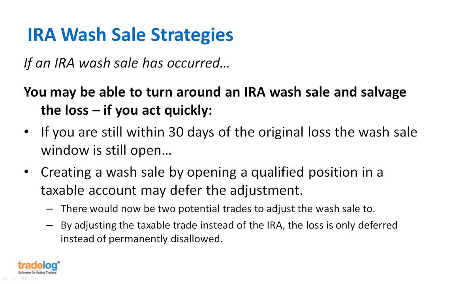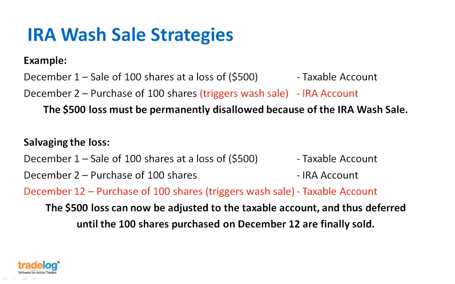Now, again, it's probably easier if we take a look at this more visually. So let's take just a basic example. Say that on December 1st, you sold 100 shares at a loss of $500. On December 2nd, you purchase 100 shares in your IRA account. This triggers an IRA wash sale. As it stands right now, the $500 loss would be permanently disallowed because of the IRA wash sale rules. How can we salvage that loss?